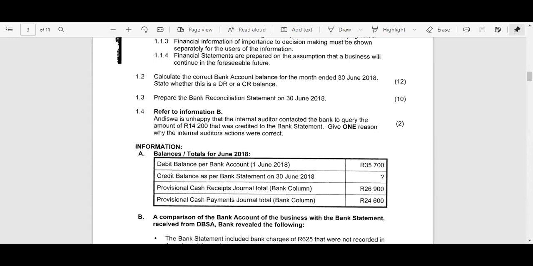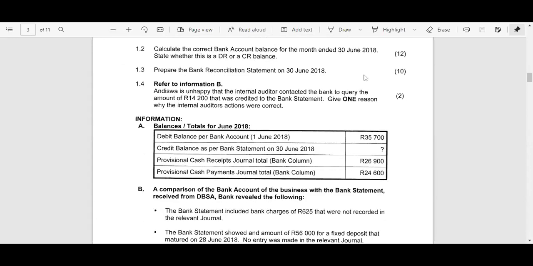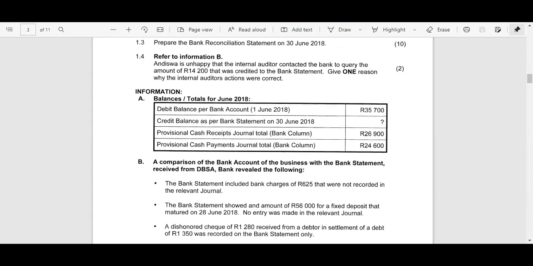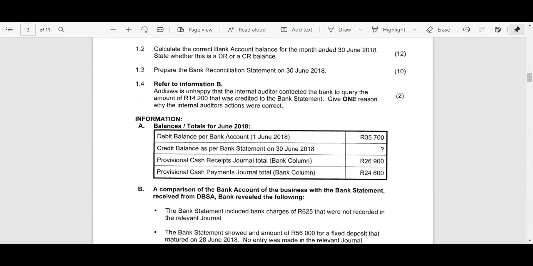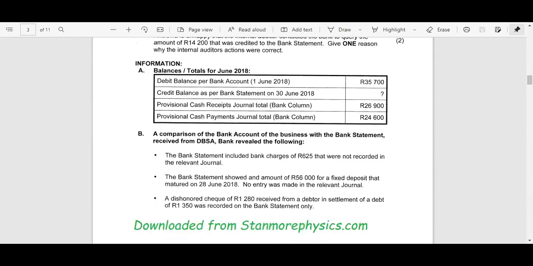Calculating the bank account. Let's look at the information that was given, but now let's focus on 1.2. Information A, balances or totals for June 2018. Okay, and then it says debit balance as per bank account.